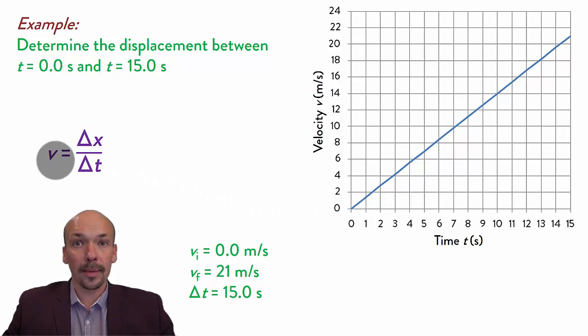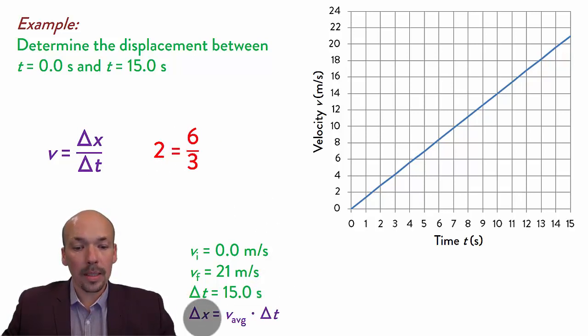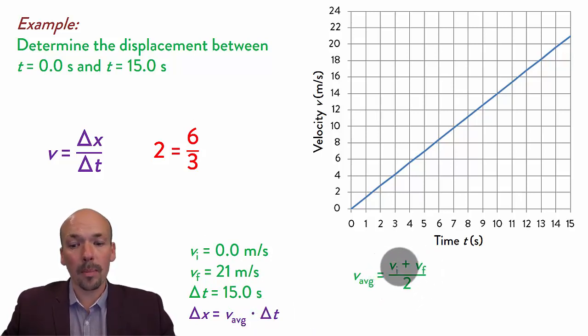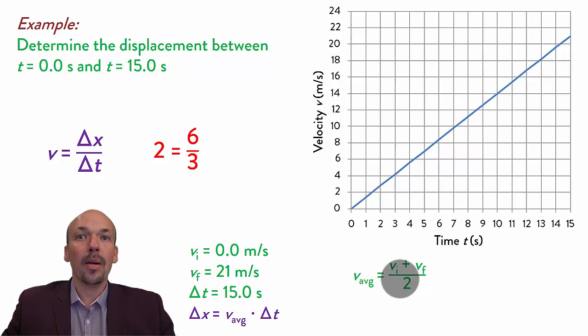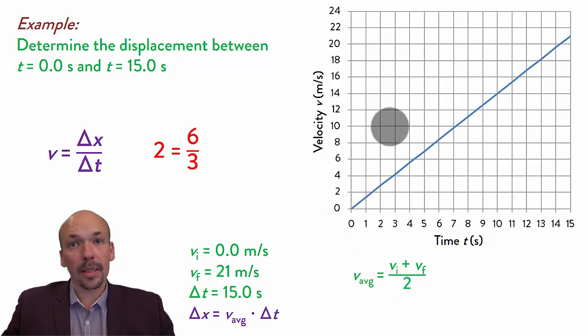To calculate the displacement, we again need to rebuild this equation, but with a trick. We now need the average velocity. We have an initial velocity, a final velocity, and we need an average velocity. We can calculate it with this equation: the initial velocity plus the final velocity, divided by 2. Then we have the average velocity. This is something you can do when we have a constant acceleration or a constant deceleration.